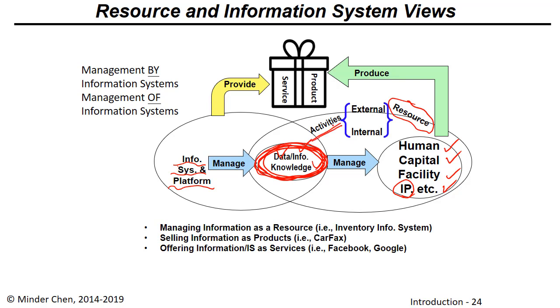And in order to manage these resources, manager need to perform various activity. Some activity can be outsourced. That's why when we say external activity, which means you can outsource certain activity to some supplier, to some partner, to help you to perform the activity. But eventually, as an organization, using the resource that we have, we will produce product or offer services to our customer.